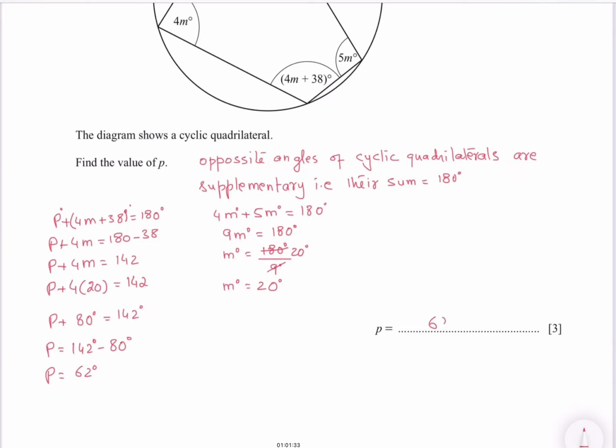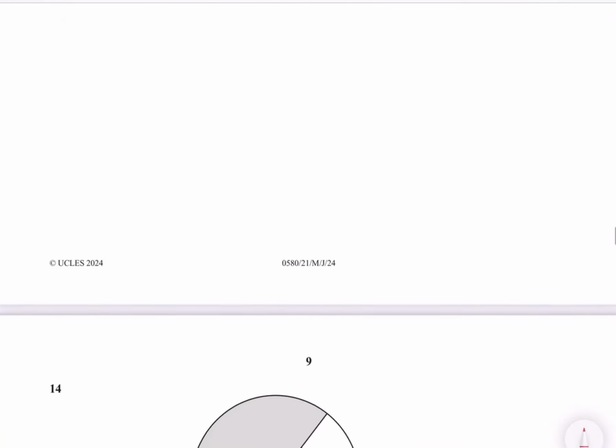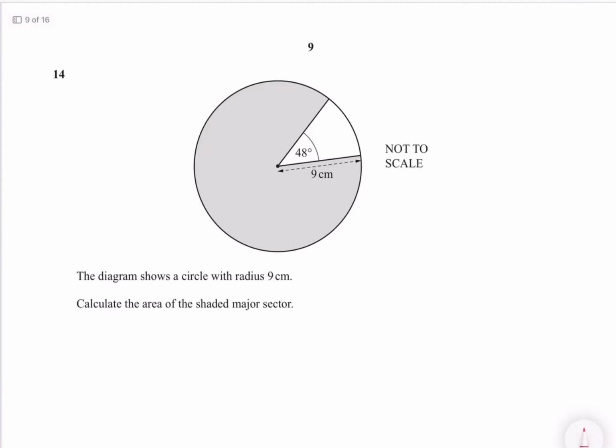So p equals 62. Question number 14. Diagram shows a circle with radius 9. Calculate the area of shaded major sector.